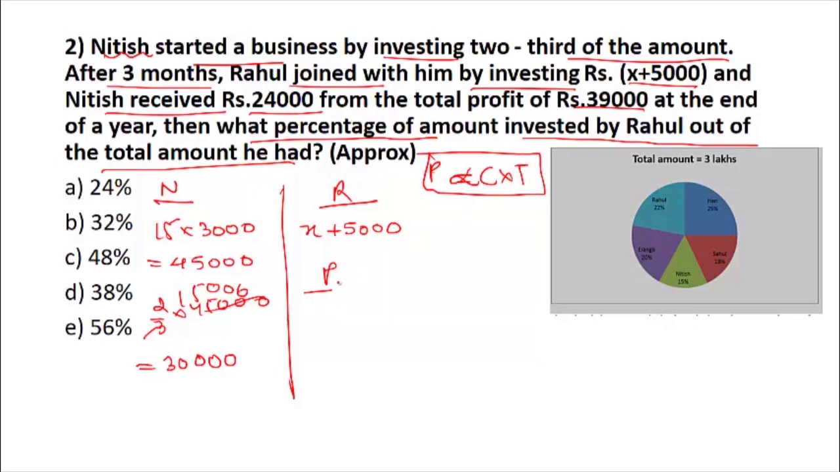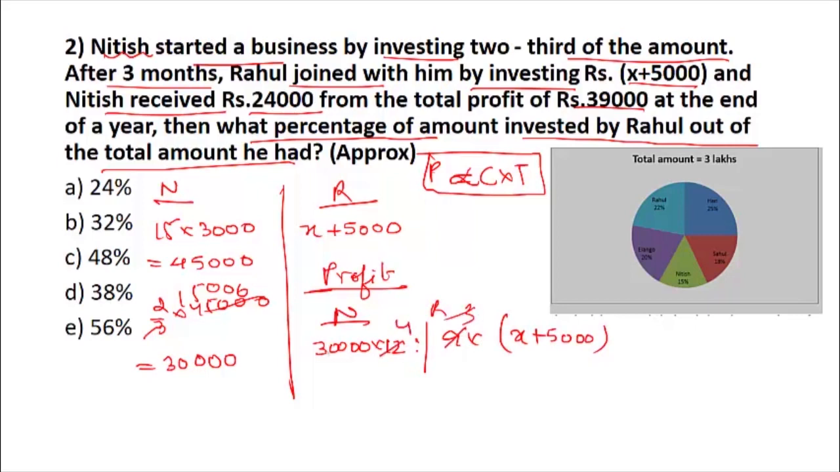So the profit ratio would be for Nitish and Rahul. For Nitish, the amount is 30,000. For how much period has he invested? 12 months. Okay, and Rahul has invested for how much? If you see, after 3 months, so 12 minus 3 is 9. And what is the amount he has invested? X plus 5,000. So let us do the calculation. 3 times, this would be 4 times, this would be 10,000. Okay, so if you see, this would be 40,000 and this would be X plus 55,000. Okay, so this is the ratio.